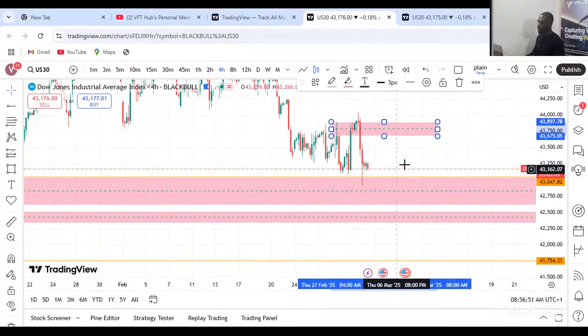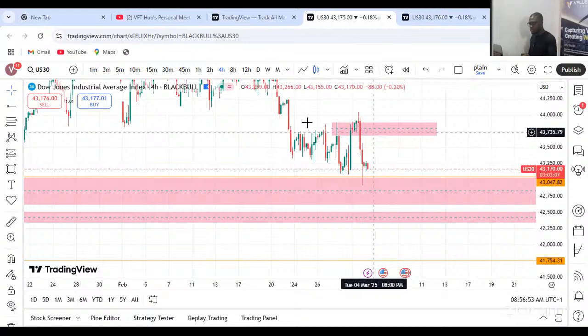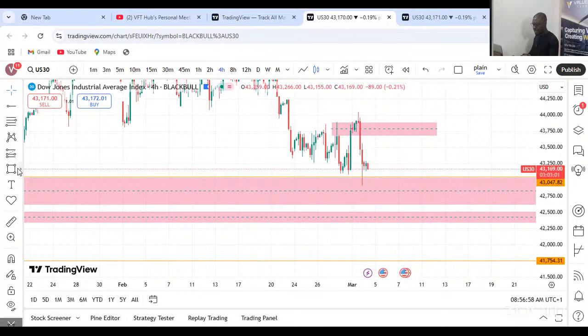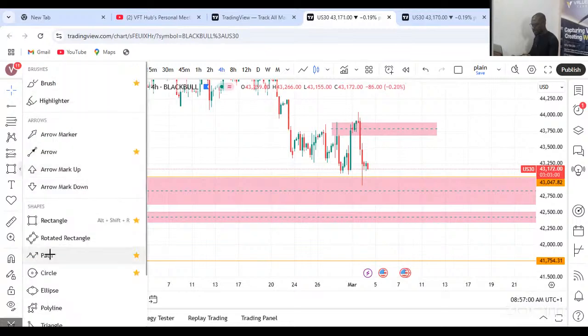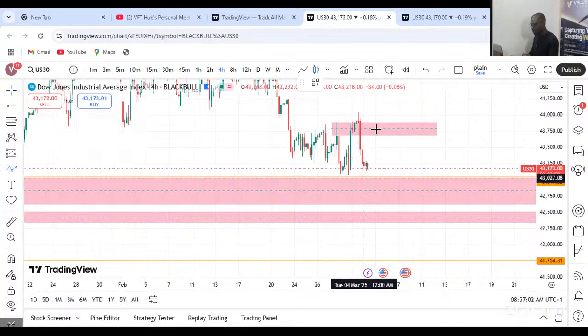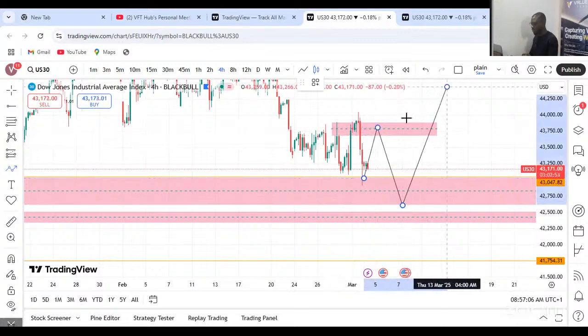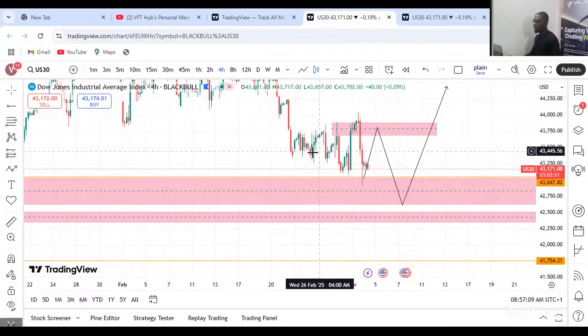So if for any reason we see price tap into this zone before buying to the upside, then we should expect that we're going to see something like this. Say something like this, price coming to this zone and then selling off for us to start pushing again, right? So we can expect something like this today in the market, right?